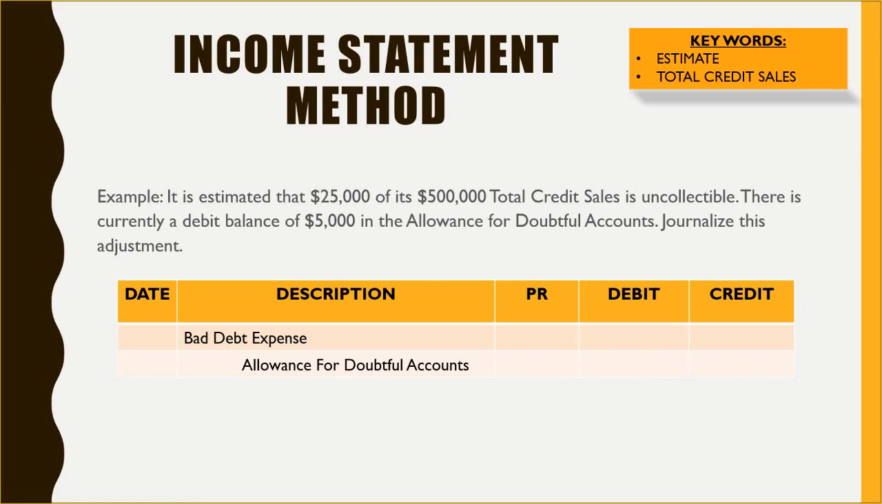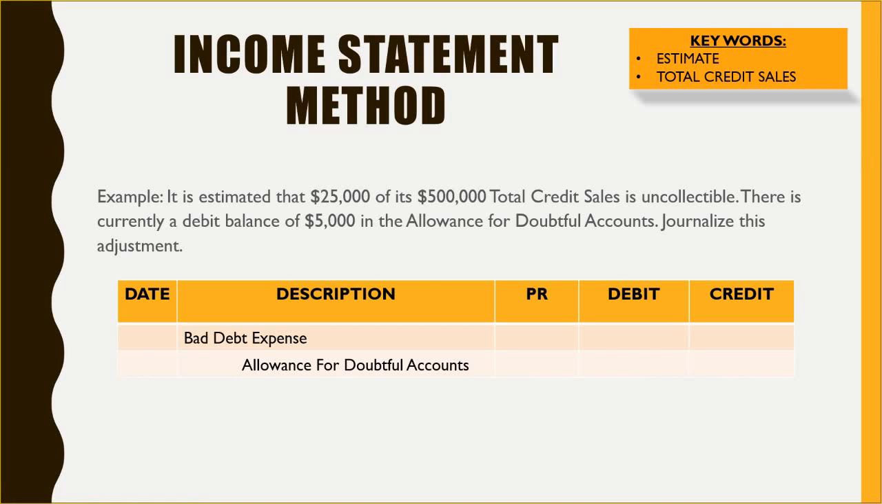So this time you have an estimated amount of $25,000 of its $500,000 total credit sales that is to be uncollectible, and there's currently a debit balance in the allowance for doubtful accounts of $5,000. So what are the key things I'm going to be looking for? Number one is the estimated amount, in this case 25,000, and the keyword total credit sales.